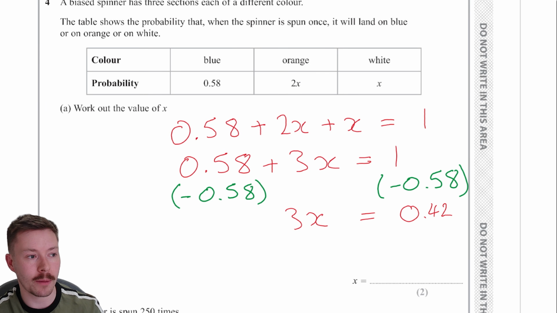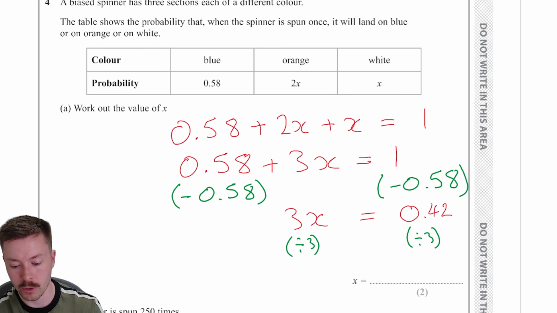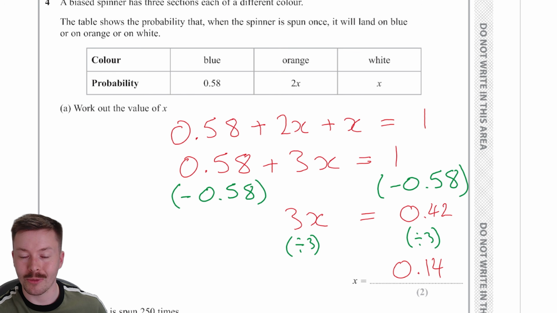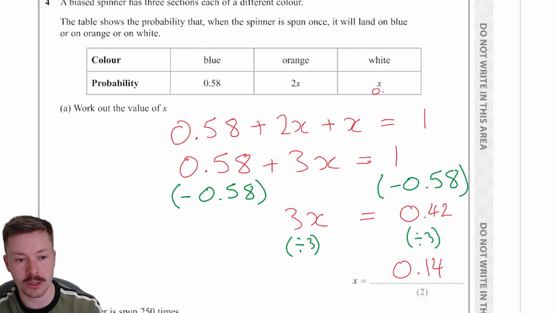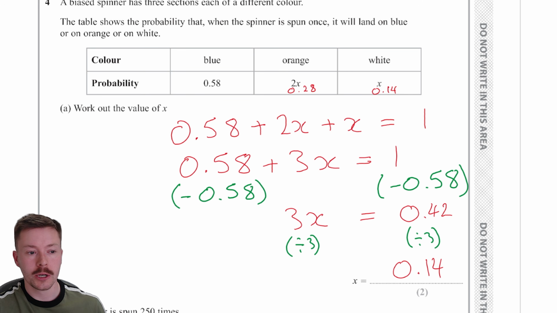Now we divide that by 3 on both sides to get a value for x, which gives us 0.14. So that is our answer for x. Before we even read the next part of the question, it would be a good idea to fill in the probabilities for orange and white. White is straightforward because it's x, so that's 0.14. Orange is 2 times 0.14, and 2 times 14 is 0.28. That will almost certainly be useful for the next part.